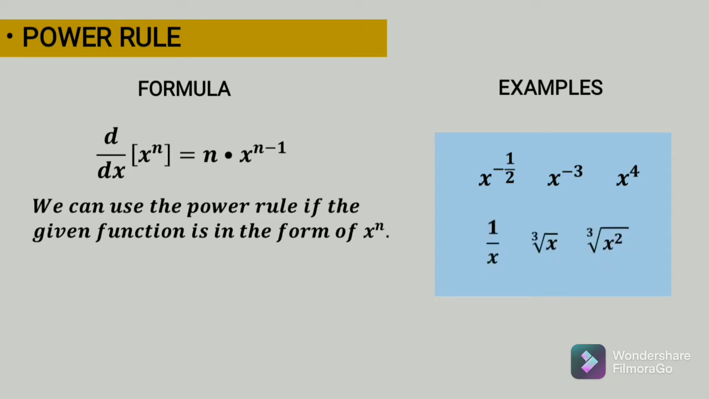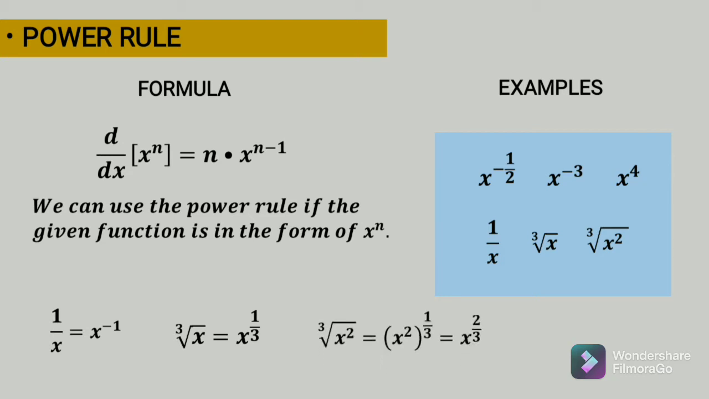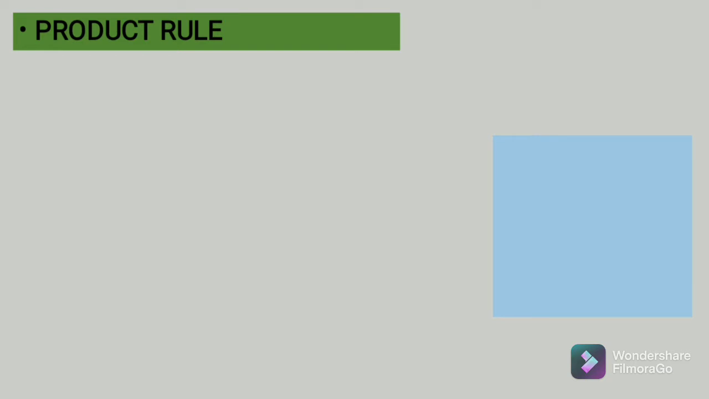And also, we can use the power rule to find derivatives of functions like 1 over x, cube root of x, cube root of x squared. To do that, we first need to rewrite those functions as x to the power of n. Like 1 over x, we can write this as x to the power of negative 1. Cube root of x, we can write this as x to the power of 1 over 3. And cube root of x squared, we can write this as x to the power of 2 over 3. Then now, product rule.